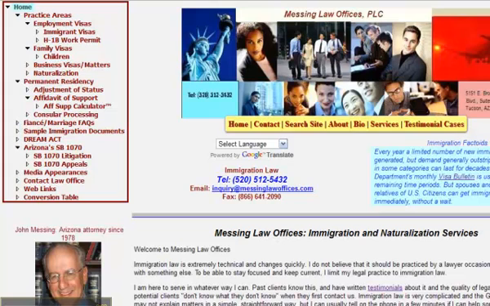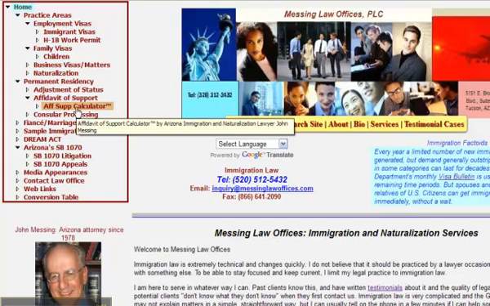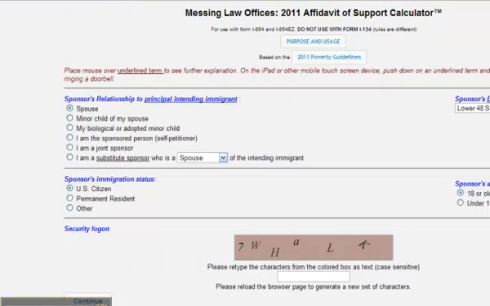I'm an immigration lawyer, and I'm here to talk to you today about an affidavit of support calculator that is available to everyone freely on my firm's website. The affidavit of support calculator is a way of trying to simplify the process of determining qualifications of a sponsor for an affidavit of support. The affidavit of support is probably the most difficult part of the permanent residency process. The calculator is a way of trying to make it easier to prepare an affidavit of support, and it's there for that purpose.